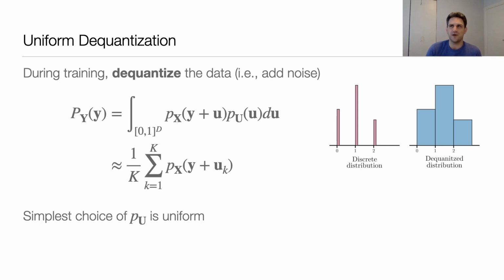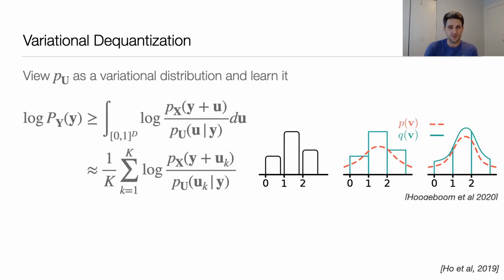However, you might look at this dequantized distribution and say, well, that's not a particularly realistic looking continuous density. And it's probably not what the distribution of the underlying continuous density actually looks like. Another perspective on this, which was introduced in a paper that came out last year called Flow++, is that we can view this P_U as a variational distribution in a bound on the discrete likelihood.